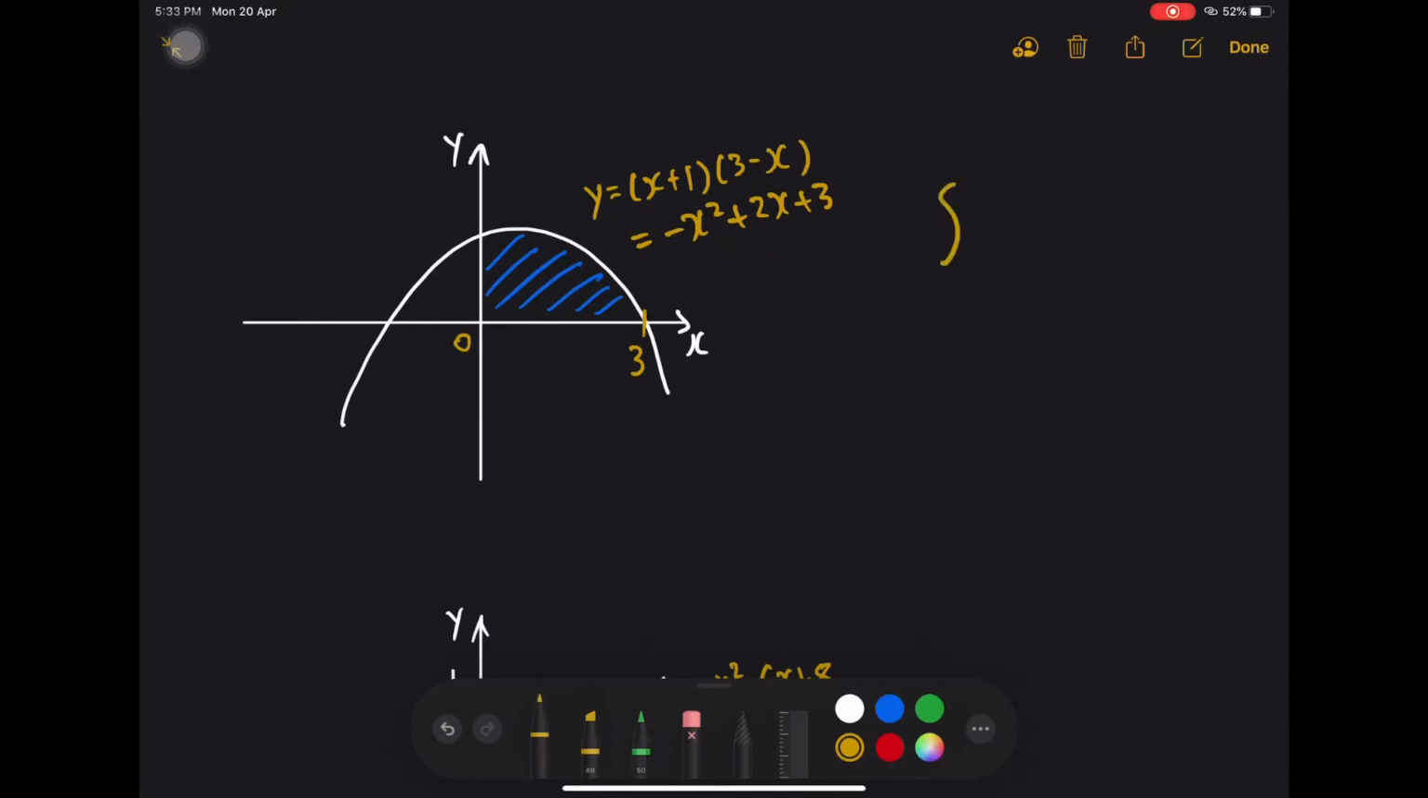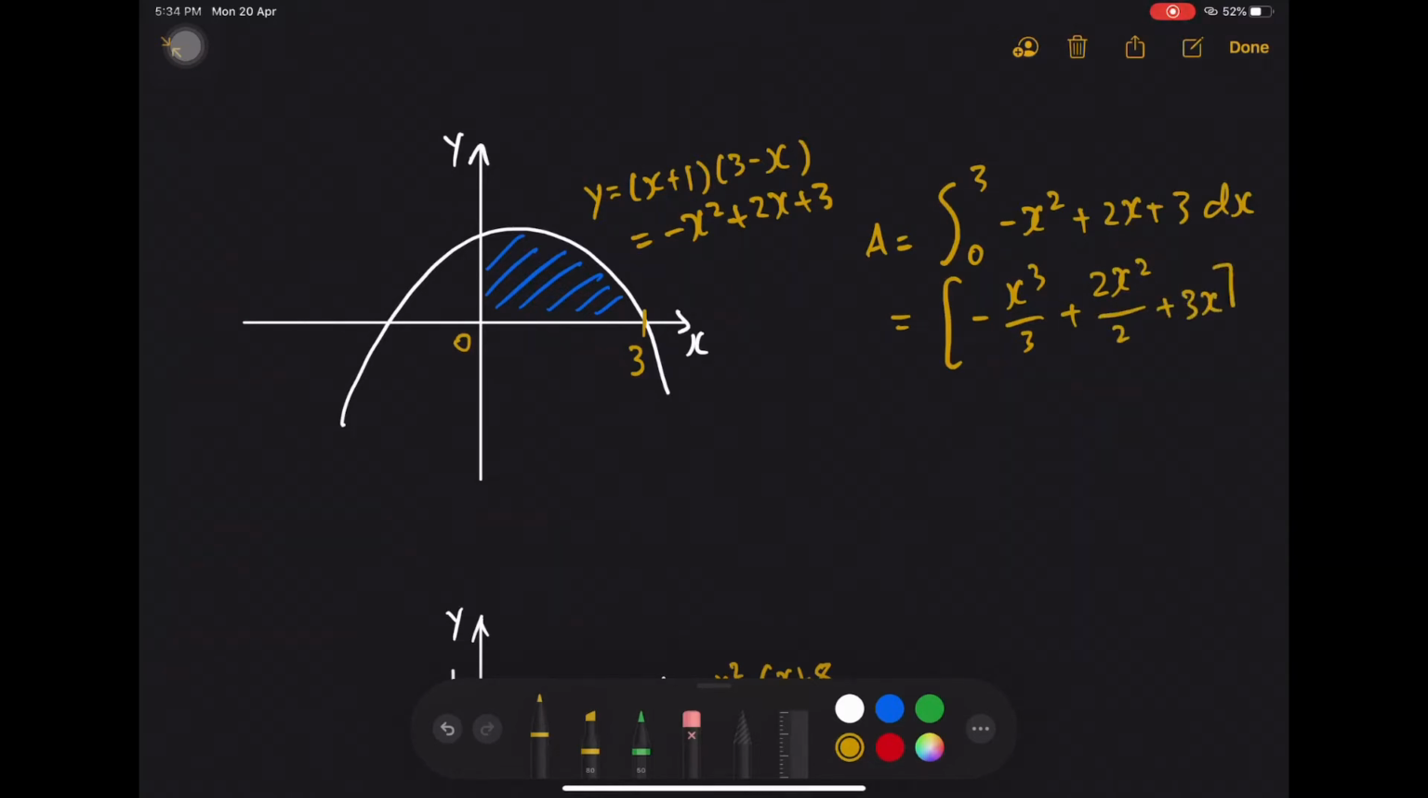So I have something like this. So I'm going to find the area. So we have 3 to 0. And then I'm going to integrate. So I'm going to copy down the equation first. Okay, so you're going to get this, and when you integrate, you will get something like this. Okay, and 3 and 0.